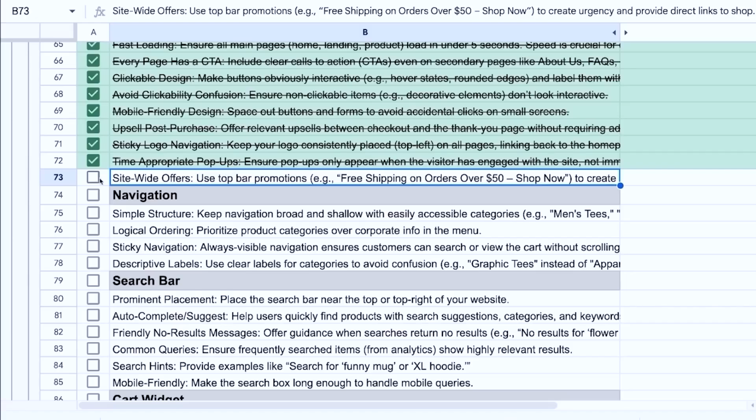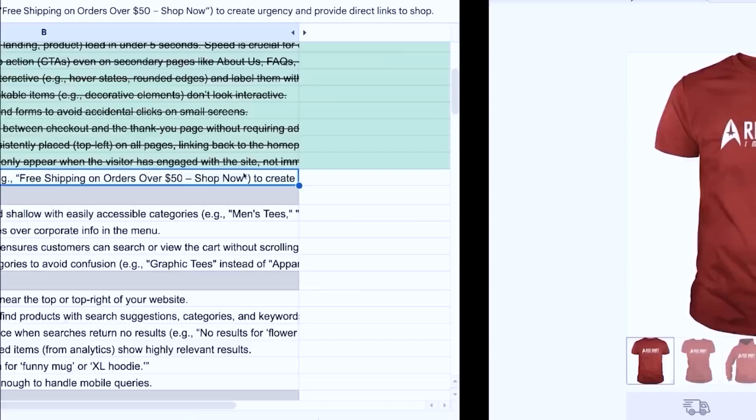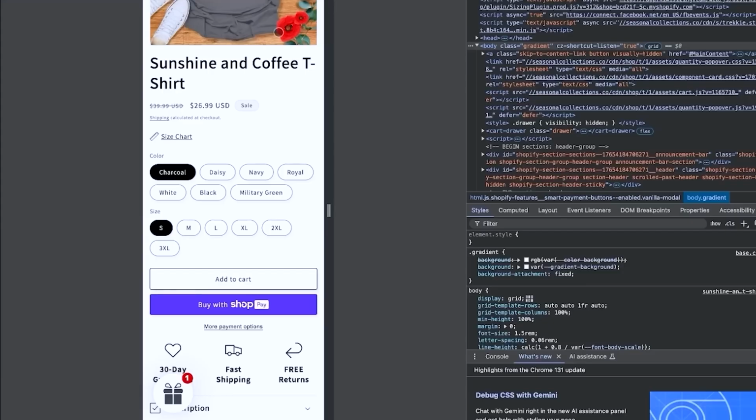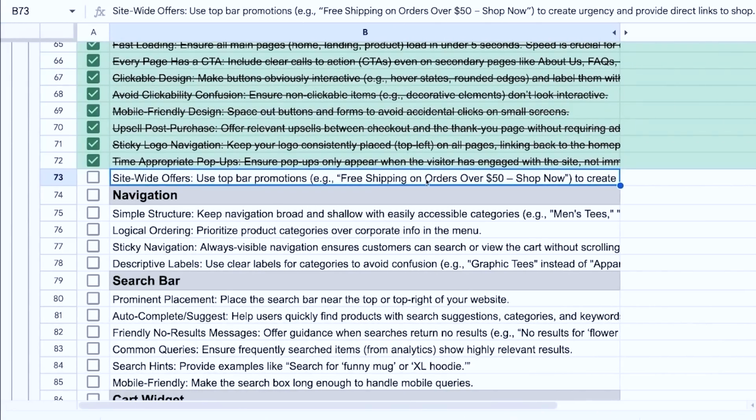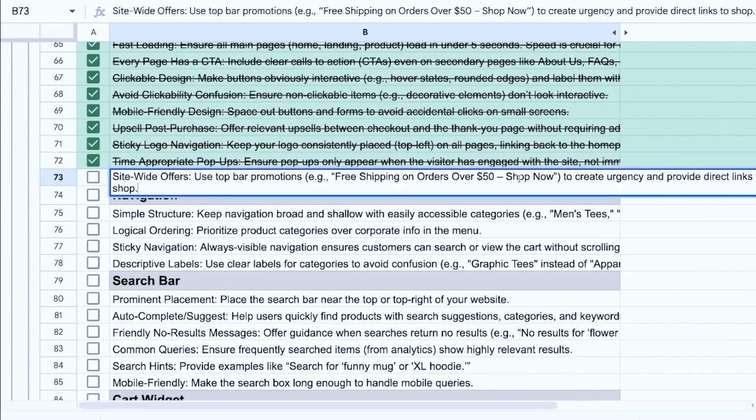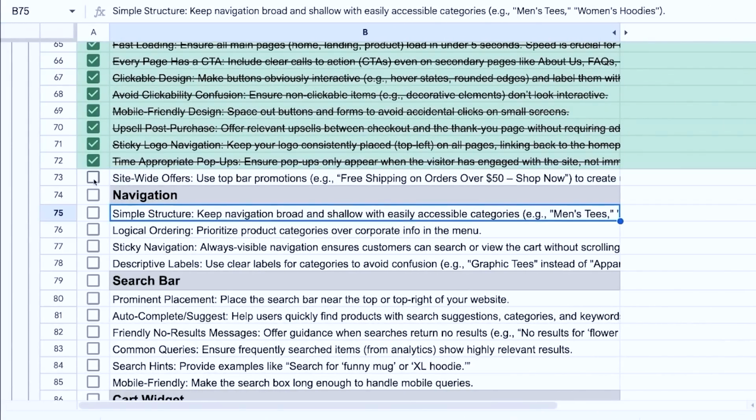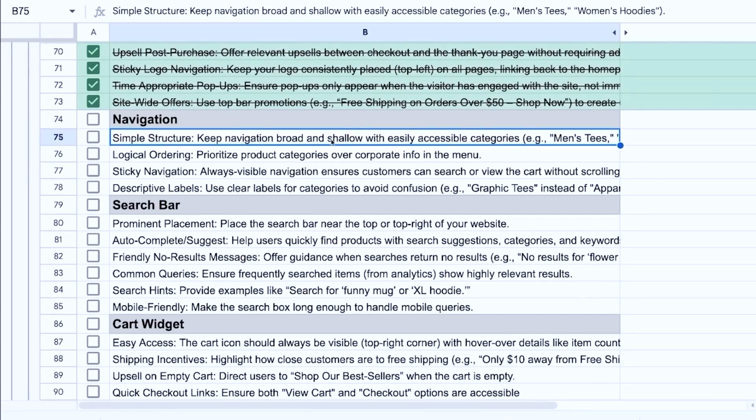Then next is site-wide offers. So use a top bar, like your announcement bar across the top here. So free shipping on orders $75 plus to create urgency and provide direct links to shop. Then navigation, keep navigation broad with easily accessible categories.